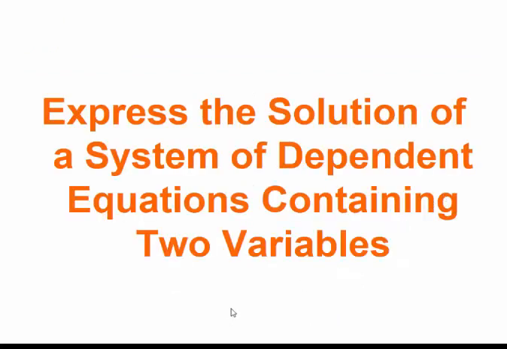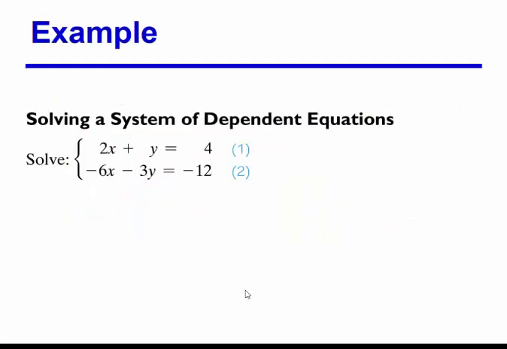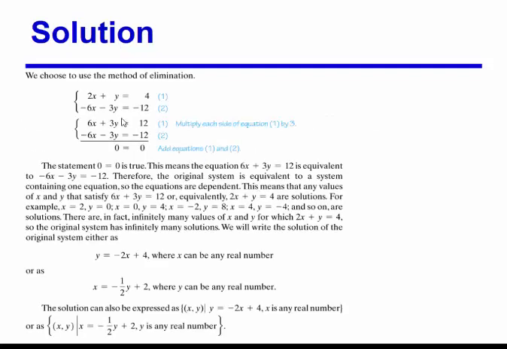Next thing we're going to do is express the solution of a system of dependent equations containing two variables. So here we have a system of equation 1 and equation 2. And so we're going to choose the method of elimination. And so here's our original system. We're going to multiply equation 1 by 3. When we do that, and then we add, we get that 0 is equal to 0.